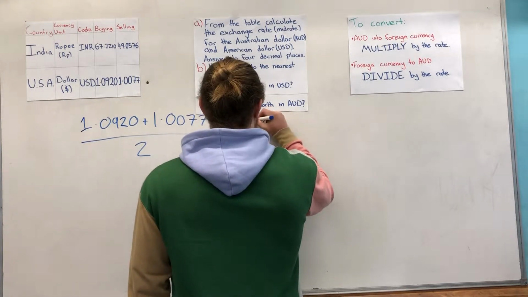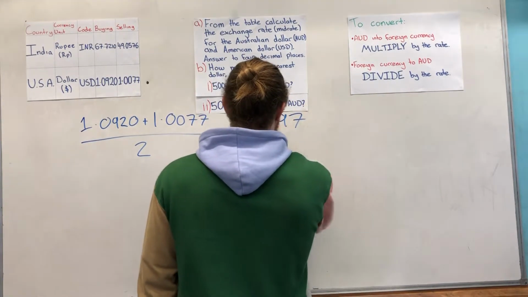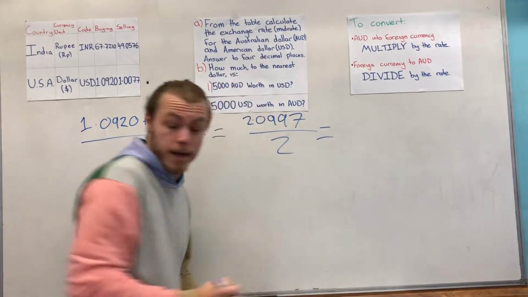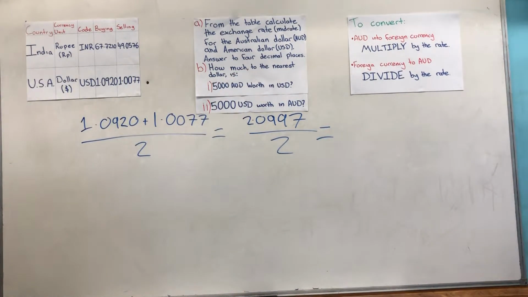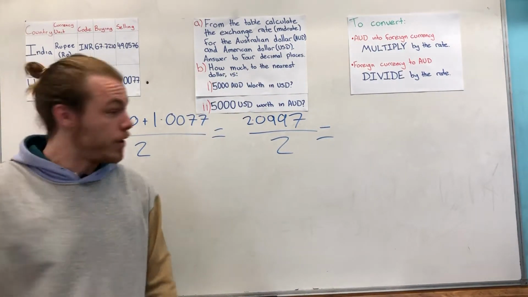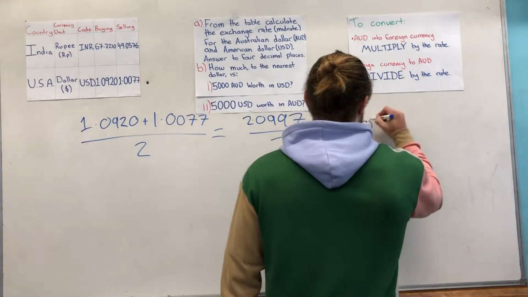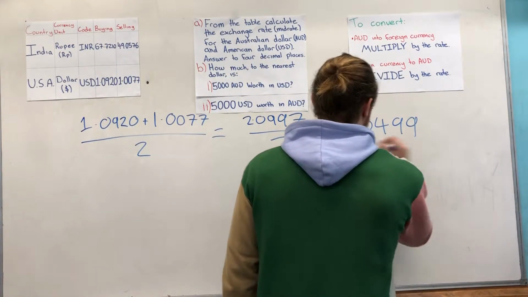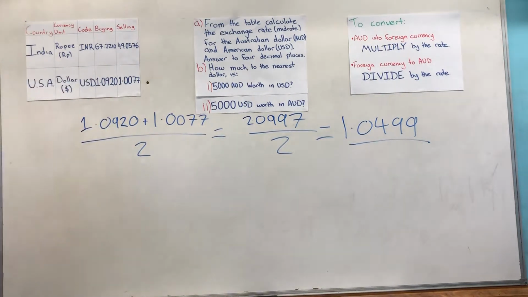2.0997 divided by 2, which I cannot do in my head, equals 1.0499. So that there is our exchange rate for US dollars and Australian dollars.